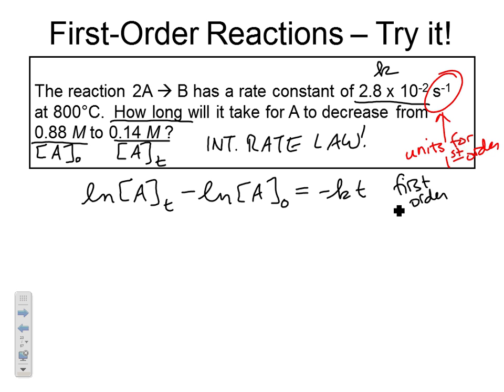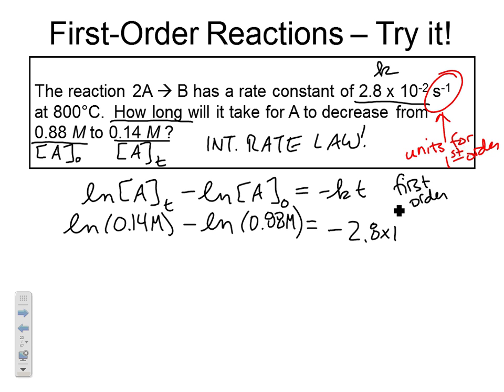So natural log of concentration of A at time t, that's 0.14 molar, minus the natural log of the concentration of A at time 0, that's 0.88 molar. Careful when you plug in, right? It's not always large number minus small number. You have to think about this and plug it in correctly. Is equal to minus k, so that's minus 2.8 times 10 to the negative second, seconds to the negative first, times t. It's just solving. That's all it is.